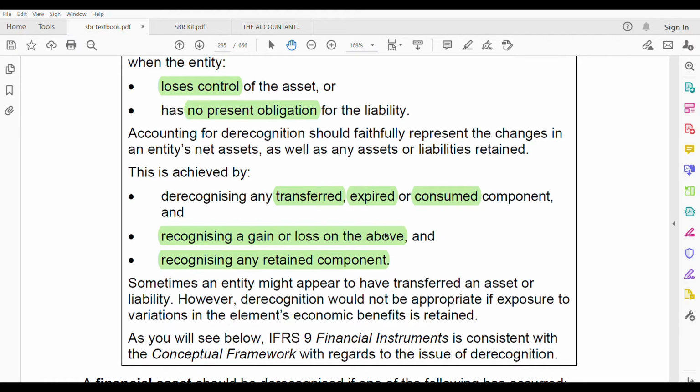to recognize it. So there are 3 steps that you need to follow when derecognition comes. First, derecognize whatever is transferred, expired, or consumed. Second, because of that derecognition, recognize profit or loss. And third, retained component you have to recognize.